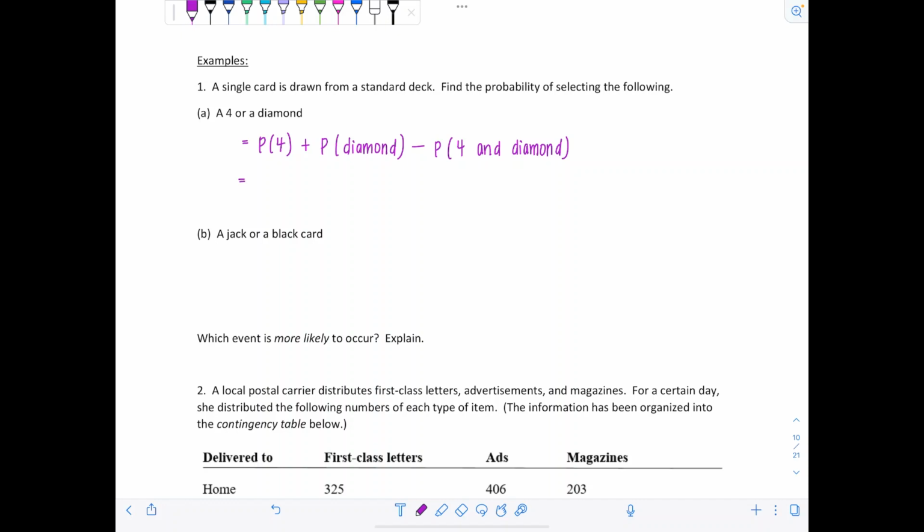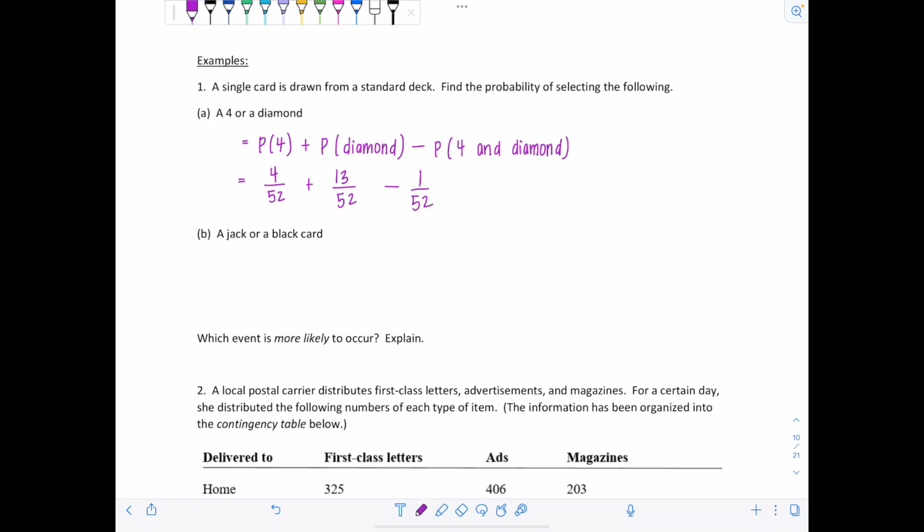So let's see, what's the probability of drawing a 4 in a deck of cards? How many are there? There's 4, right, out of 52. And then how many diamonds are in a deck of cards? There's 13. Minus, can you get a card that's a 4 and a diamond? You sure can, the 4 of diamonds, right? So minus 1 out of 52.